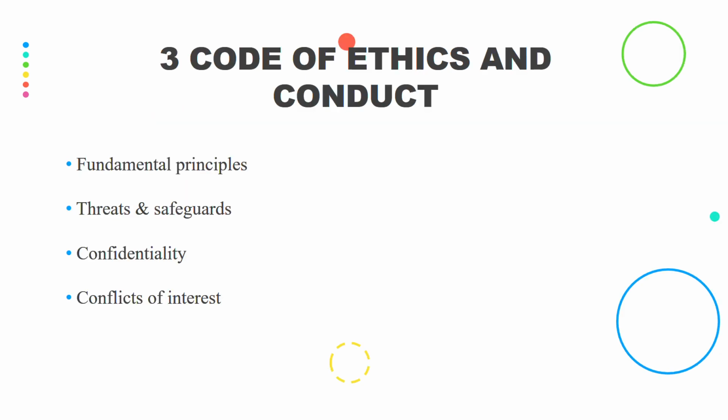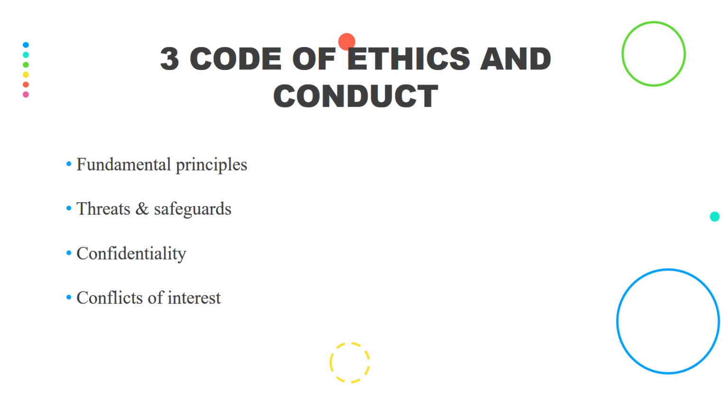Under this, we are going to cover 4 things. Fundamental principles, the 5 fundamental principles. What are the threats and safeguards? There are 5 threats, and what are the safeguards against them? Confidentiality, and conflicts of interest.